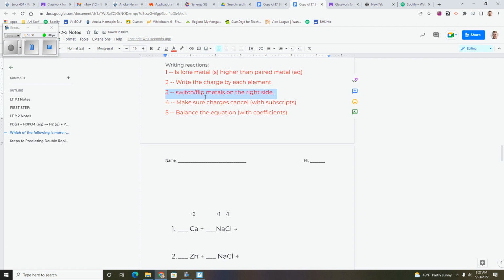Switch, flip the metals to the right side. We're going to switch them. Good? So then you just write CaCl. The positives switch. I switch the positives and I got Na. So then it looks like CaCl plus Na. We switch the positives. Now, I'm going to make sure the charges go up. I bring my charges with.